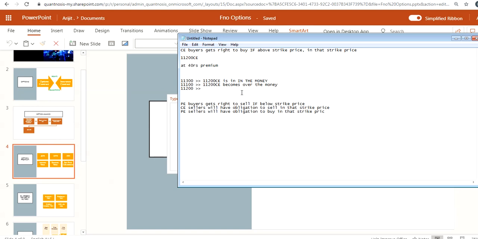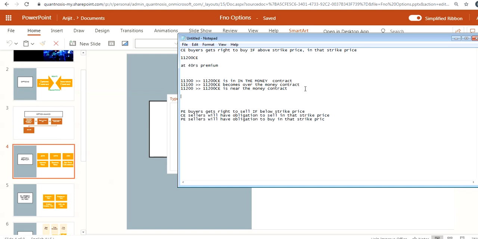If price is at 11,200 or near 11,200, it is called a near the money contract. Otherwise it's an over the money contract or an in the money contract. So there could be three scenarios: it could be in the money, over the money, or at the money. So this is for C. What happens for P? It will be exactly the opposite.